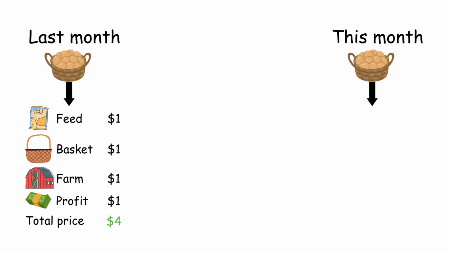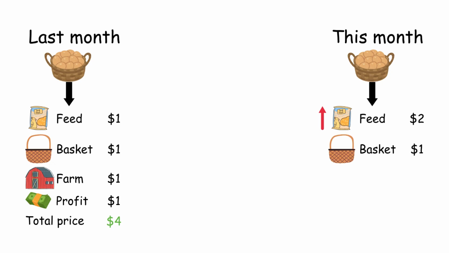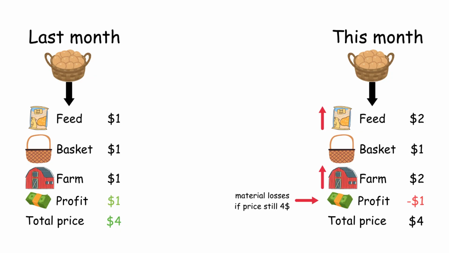This month, after the fire on the farm, the situation has changed. The price of feed went up to $2. The basket price stayed the same, but the cost of running the farm also rose to $2. As a result, profit turned into a loss. To fix this, the only solution is to raise the final price of a basket of eggs to $6. This will cover the losses and bring the profit back to its previous level of $1.